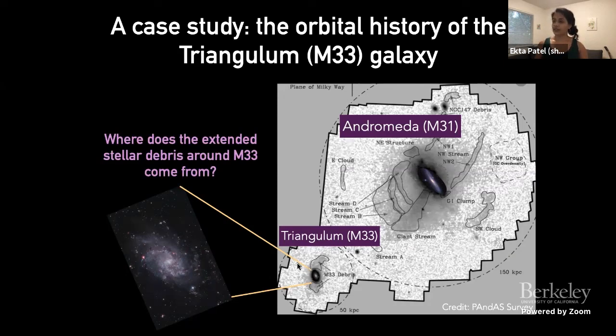And others are interesting, like this debris down here around M33, which seems to be somewhat irregular shaped stellar debris in the outskirts around the Triangulum Galaxy. And so the question we asked a few years ago is, where does this extended stellar debris around M33 come from? And how can we explain it?